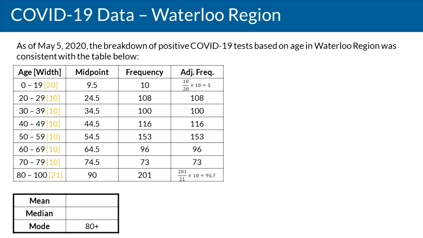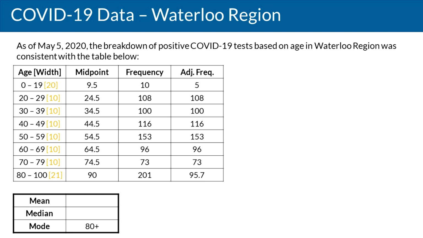But for the other ones, we can find out how to adjust them by taking their frequency, dividing it by the current class interval width, and multiplying it by the desired class interval width, which is 10. So you can see in the first row, I took the frequency of 10, divided it by 20, and then multiplied it by the desired width of the class interval, which was 10, and that gave me an adjusted frequency of 5. I did the same thing with the 80 plus age bracket to make sure I could get an adjusted frequency there. Now this is really the only step I need to do before I can go and enter this data into my calculator.